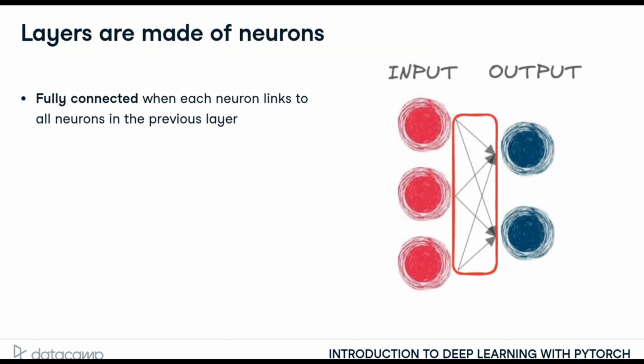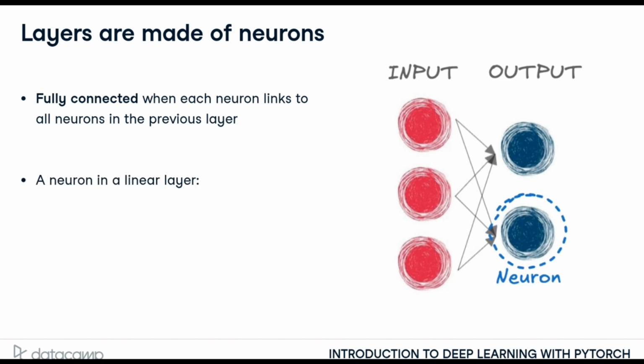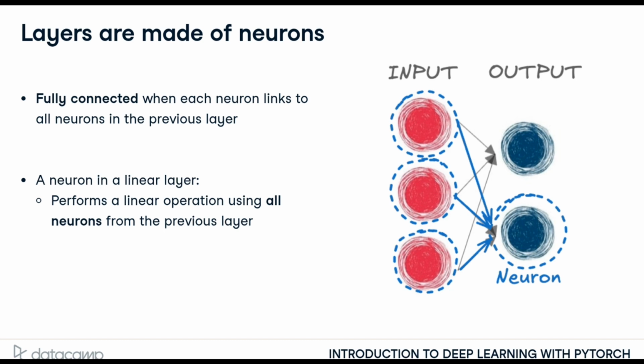A layer is fully connected when each neuron links to all neurons in the previous layer, as shown in red in the figure. Each neuron in a linear layer performs a linear operation using all neurons from the previous layer. Therefore, a single neuron has n plus 1 learnable parameters, with n being the output dimension of the previous layer, plus 1 for the bias.